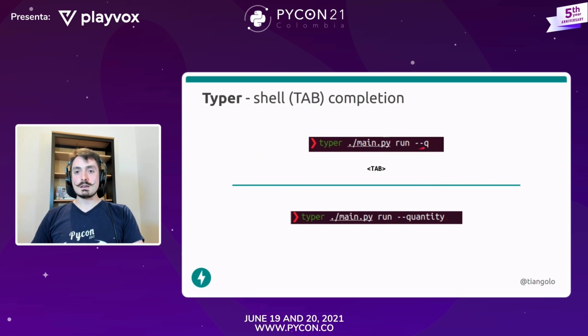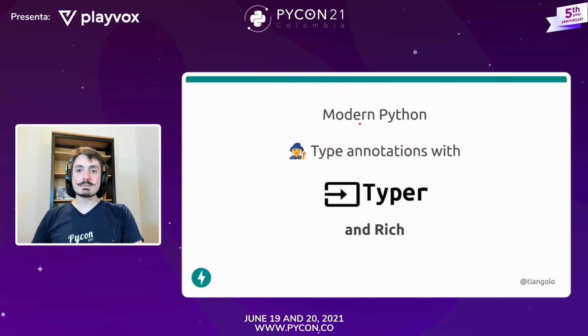So we can call --q, and it will autocomplete quantity. So if we build a command line interface application with Typer, our users will get shell or tab completion by default for free, in their own terminals.